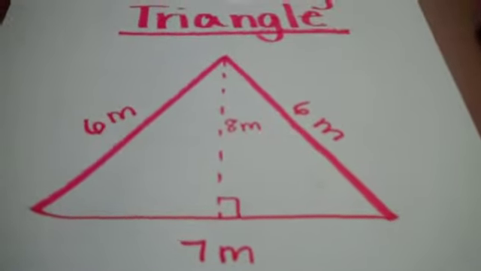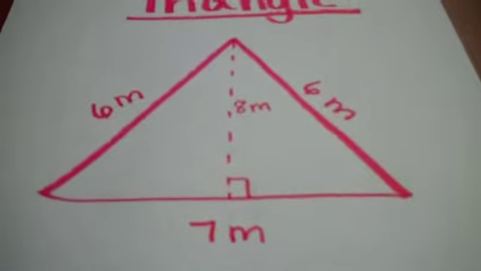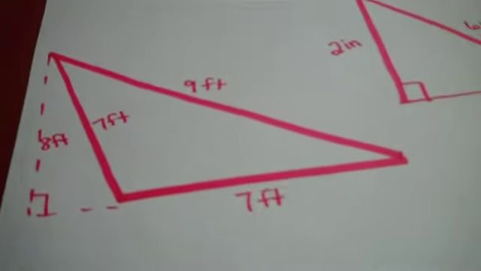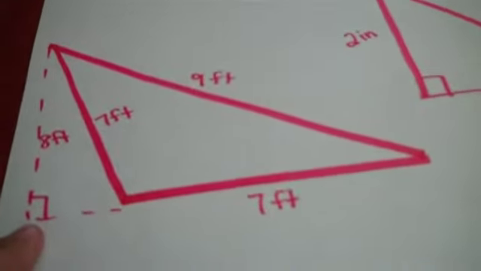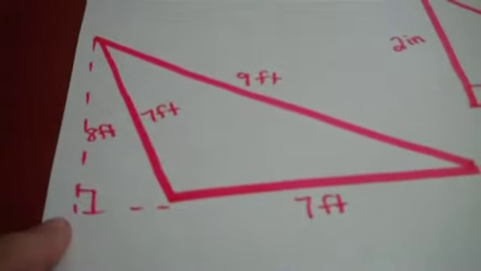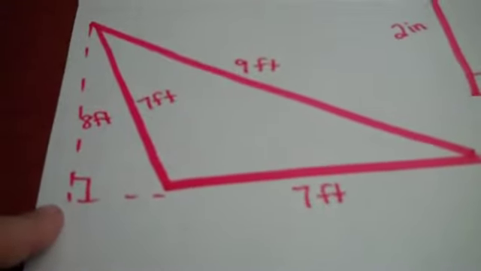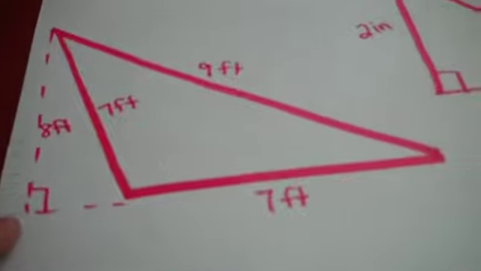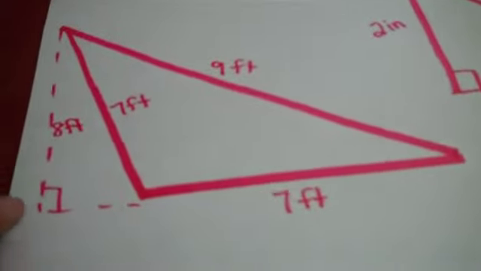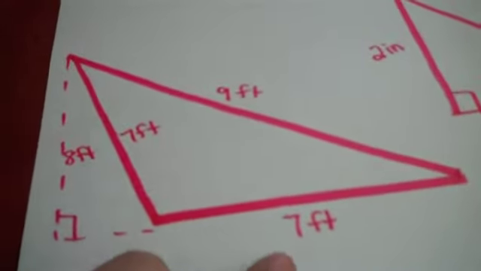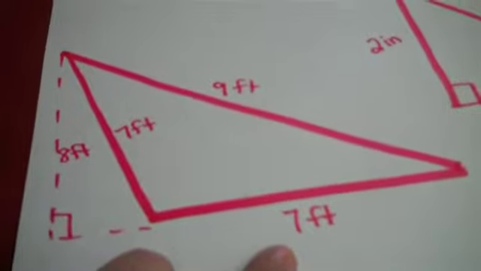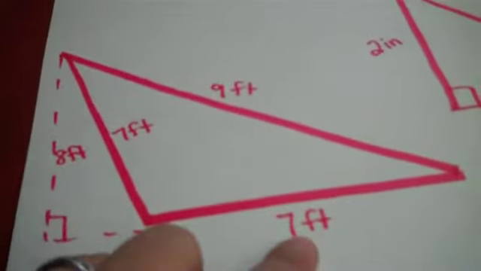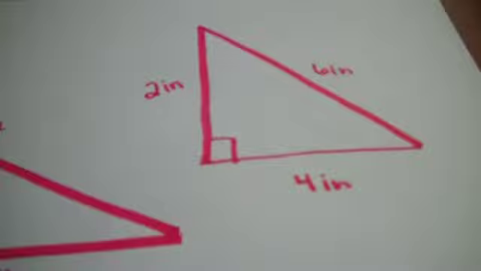You may get some triangles that don't look just like this one. Other examples of what these triangles might look like are this triangle right here, which is an obtuse triangle. Sometimes this dotted line, which indicates the height of the triangle, will fall on the outside of the triangle. Don't worry, it's still the same thing. You just have to use this number and this number to multiply and divide by 2 instead of this number and this number.